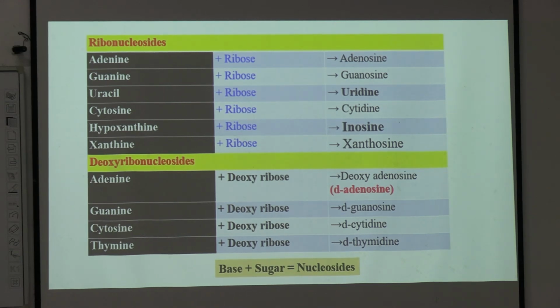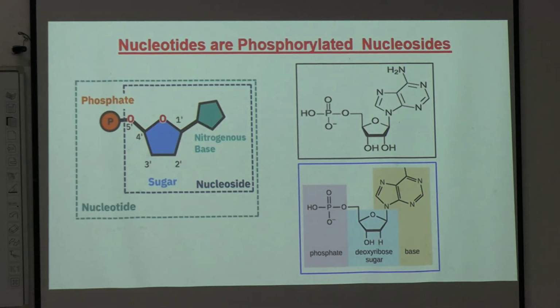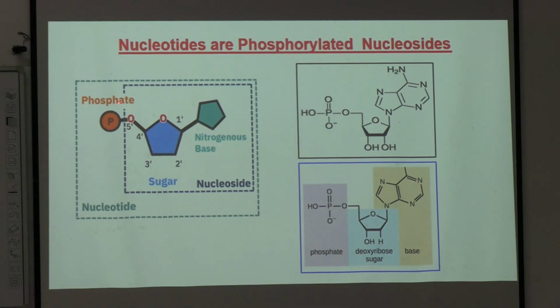And deoxyribose ones you all know. Only here the new things are this hypoxanthine and xanthine part. So base plus sugar is nucleoside. If you add phosphate to a nucleoside, then it becomes a nucleotide. So they are phosphorylated nucleosides. We have seen this structure, and in addition we have attached a phosphate group. You see the phosphate group is here.